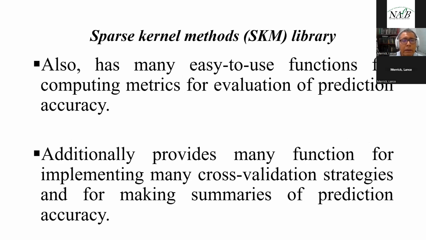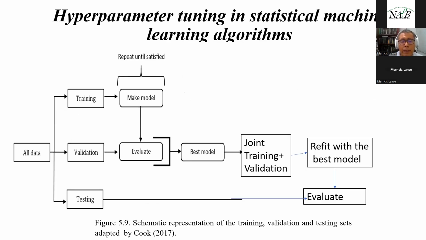Also, the SKM library has many easy-to-use functions for computing metrics for the evaluation of prediction accuracy, which I will explain more later. Additionally, the library provides many functions for implementing many cross-validation strategies and for making summaries of prediction accuracy. In general, the way the library performs hyperparameter tuning is as follows. For example, with the data, you first divide the data into testing and training, and internally the library divides the training into inner training and validation. With the inner training, you evaluate many models, and with the validation, you select the best candidate model.